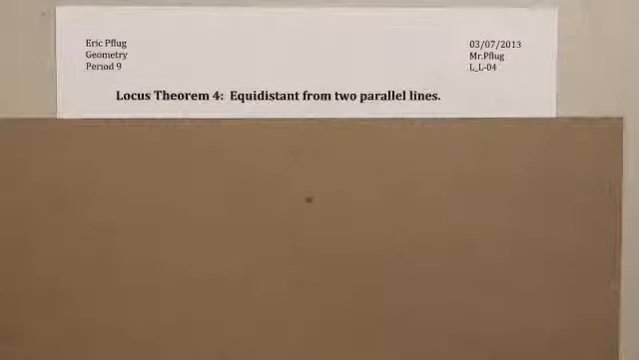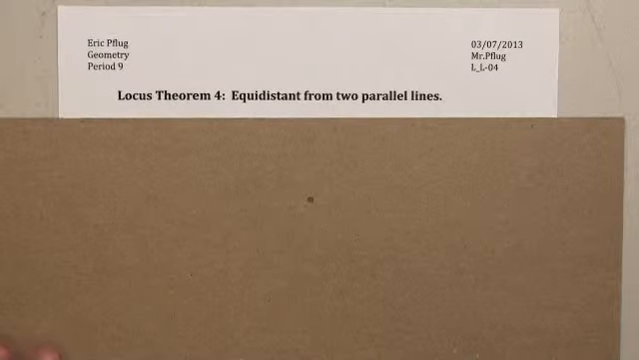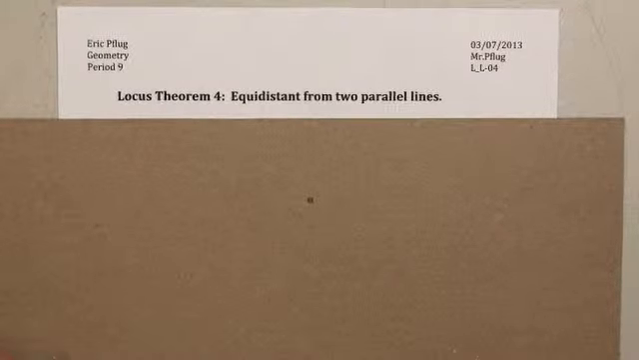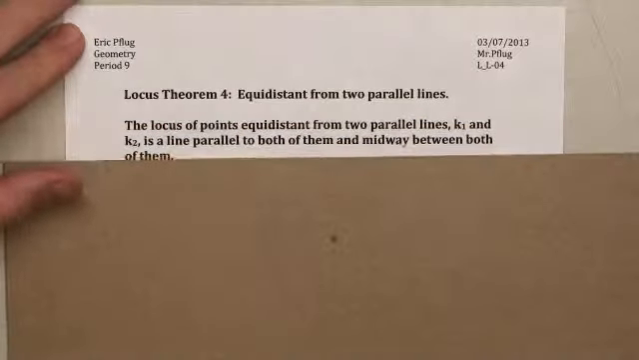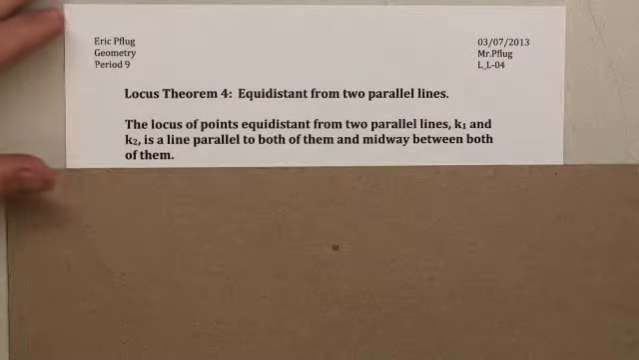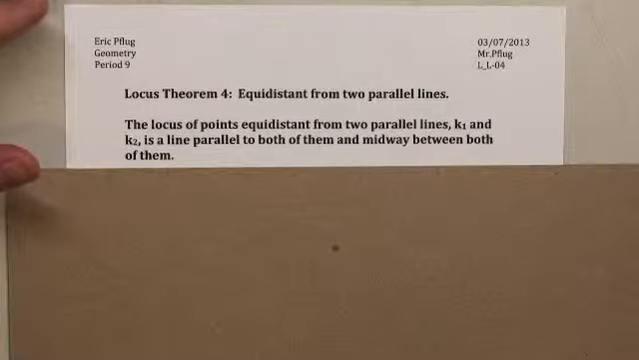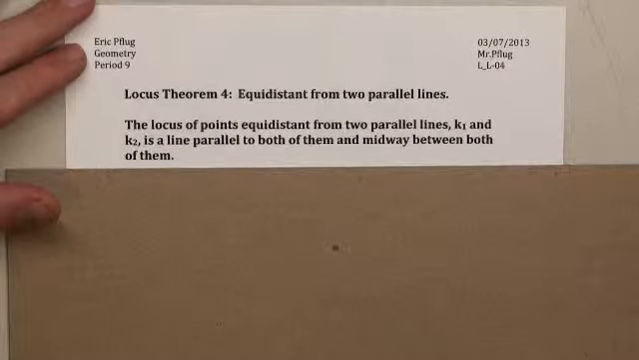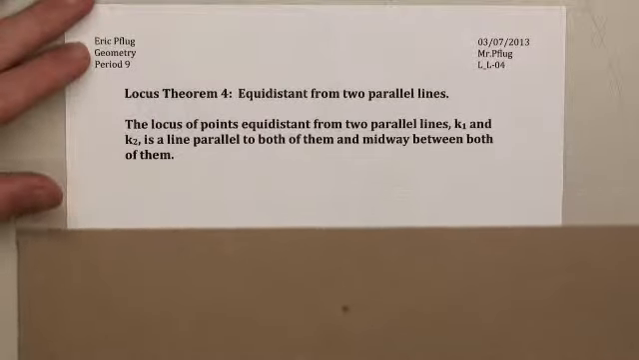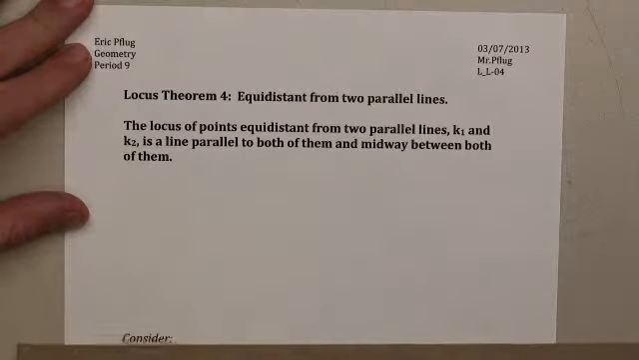Okay, this is the fourth locus lesson, so put your heading, and the title is Locus Theorem 4, where we're trying to figure out all the points that are equidistant from two parallel lines. All the points that are the same distance from two parallel lines. The locus of points equidistant from two parallel lines, we can call them K1 and K2, is a line parallel to both of them and midway between both of them. Okay? Let's see what that looks like.